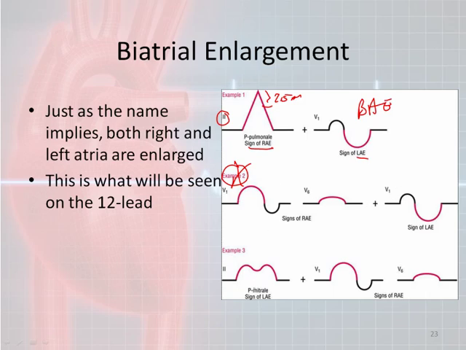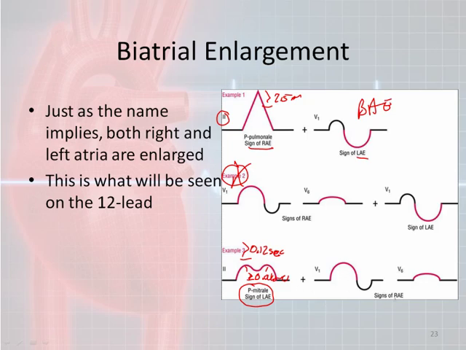Number 3, let's say you have signs of P mitrale in lead 2. So you have a P wave that is greater than 0.12 second with the humps being greater than or equal to 0.04 second. Supposed to be greater than or equal to.